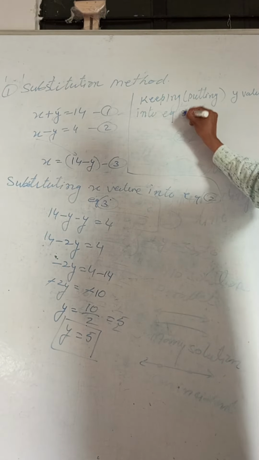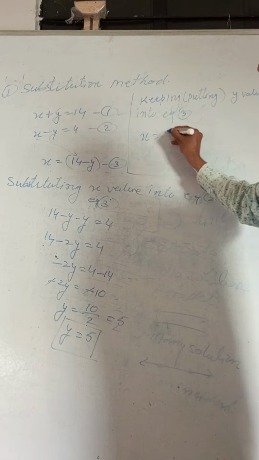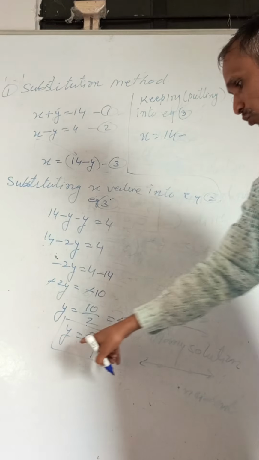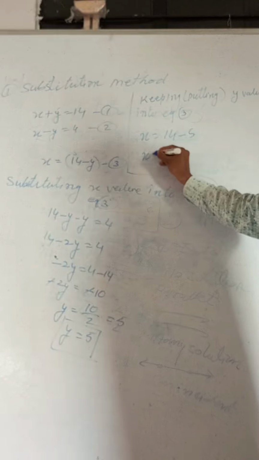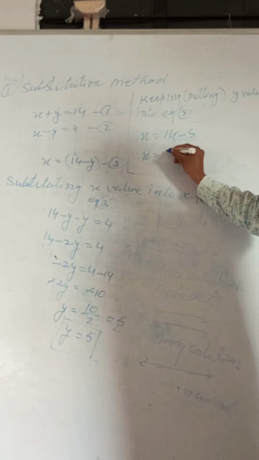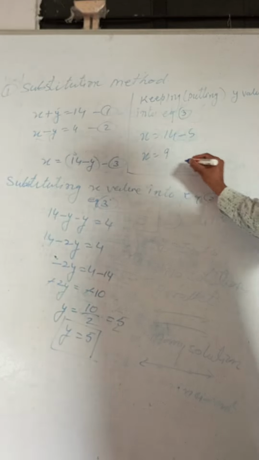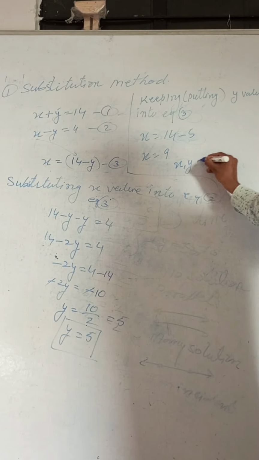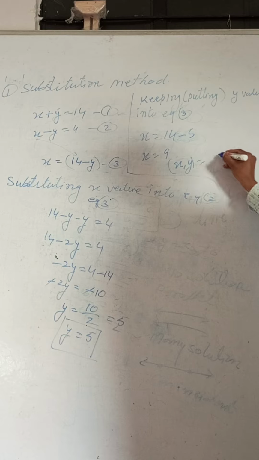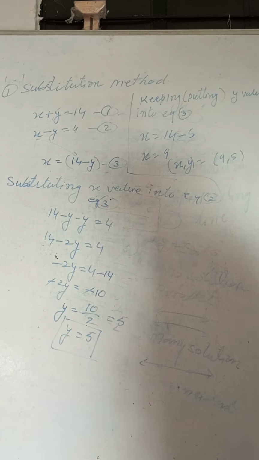So keeping equation number 3, what will become? x is equal to 14 minus y. What is the y value? 5. The y value is 5, so x is equal to 14 minus 5, which is 9. So the value of x comma y is x equals 9, y equals 5. That's the solution of this one.